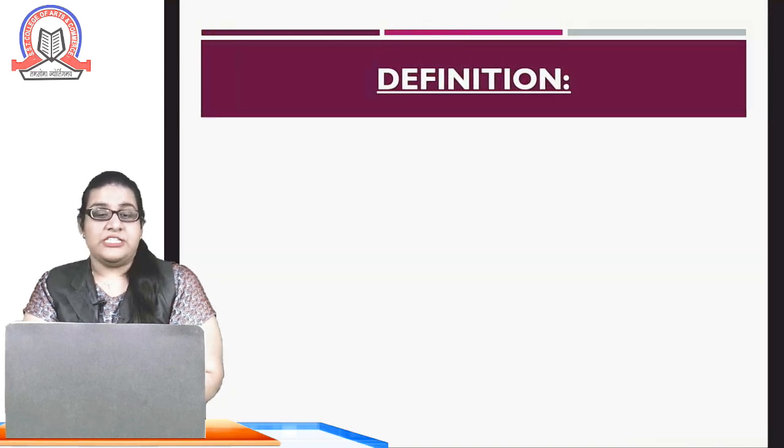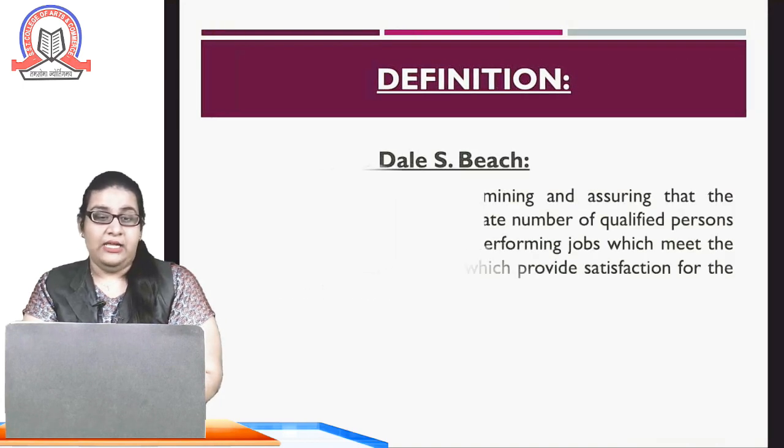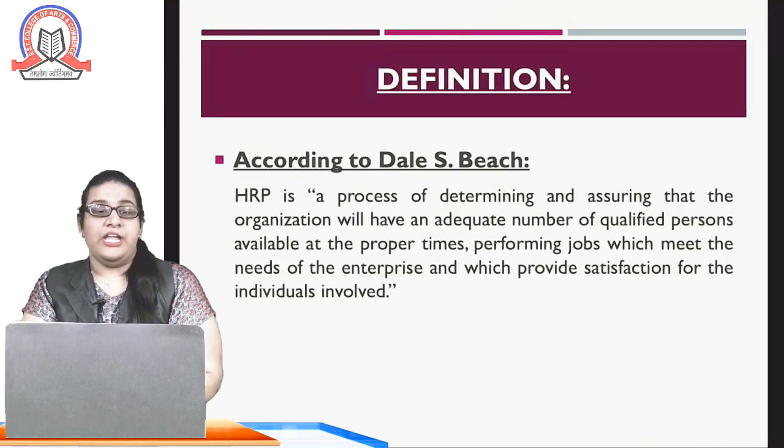Now we will see the definition of human resource planning. According to Del S. Beach, HRP is a process of determining and assuring that the organization will have an adequate number of qualified persons available at the proper times, performing jobs which meet the needs of the enterprise and which provide satisfaction for the individual involved.